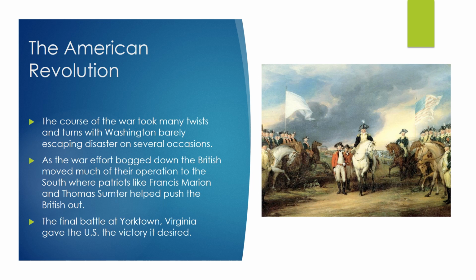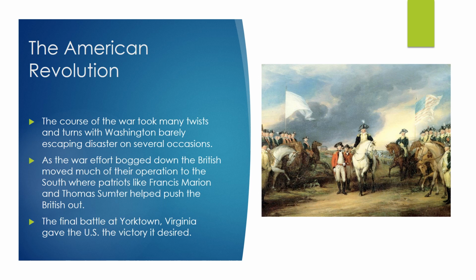As the war bogs down, as Washington escapes time and time again and is able to win some battles, the British then move the war to the South, and South Carolina becomes central in the American Revolution. And we have several battles down here, but then the British bog down here, thanks primarily to people like the Swamp Fox Francis Marion and the Gamecock Thomas Sumter, who helped use guerrilla warfare to push the British out of the state.